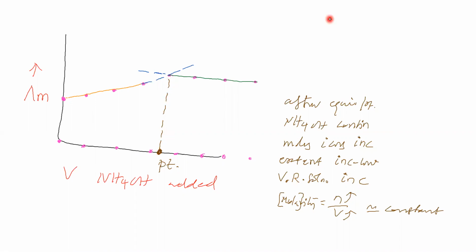Before this point, how is lambda m? After this equivalence point, how is lambda m? You see. Before this point, on adding ammonium hydroxide, lambda m increases due to formation of salt. Salt is a strong electrolyte. After this point, the graph remains constant. So what point do you say this point is? That point is called the equivalence point.